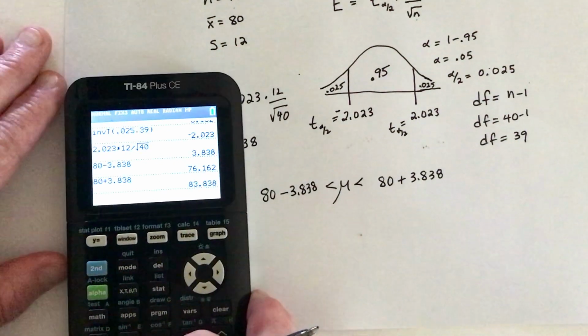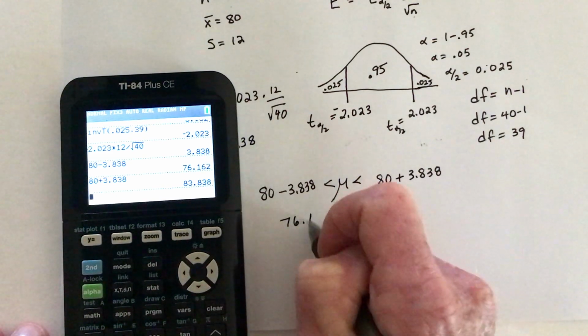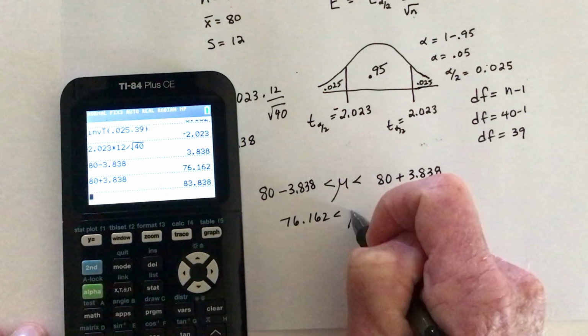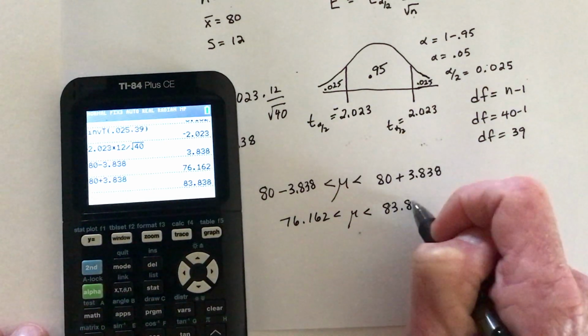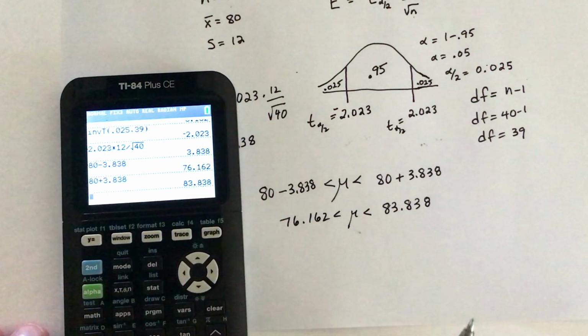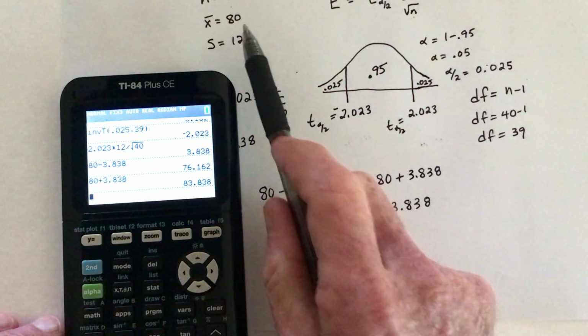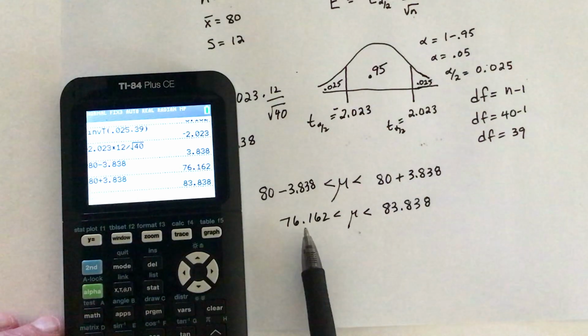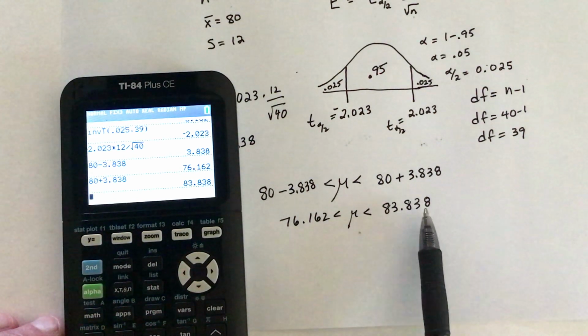So the number on the left will be 76.162. And the number on the right, 83.838. All right, that's the confidence interval. So based off those 40 people, we could say that the average is going to end up to be somewhere between 76.162 and 83.838.